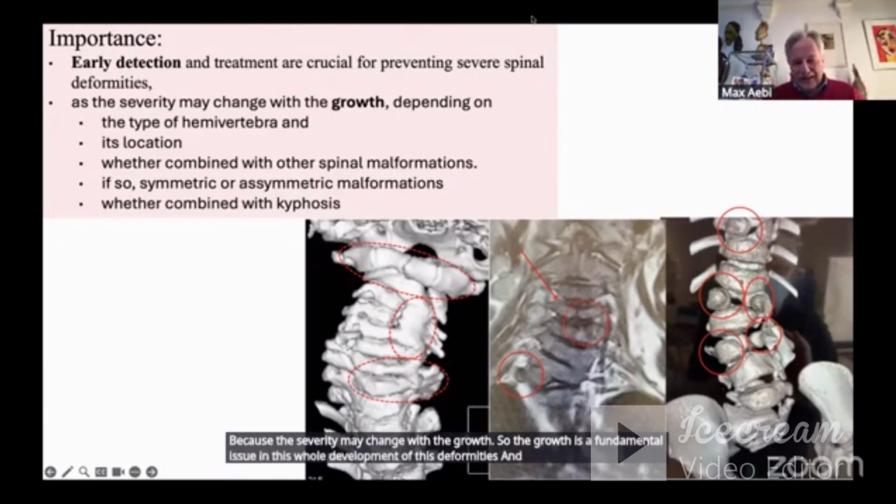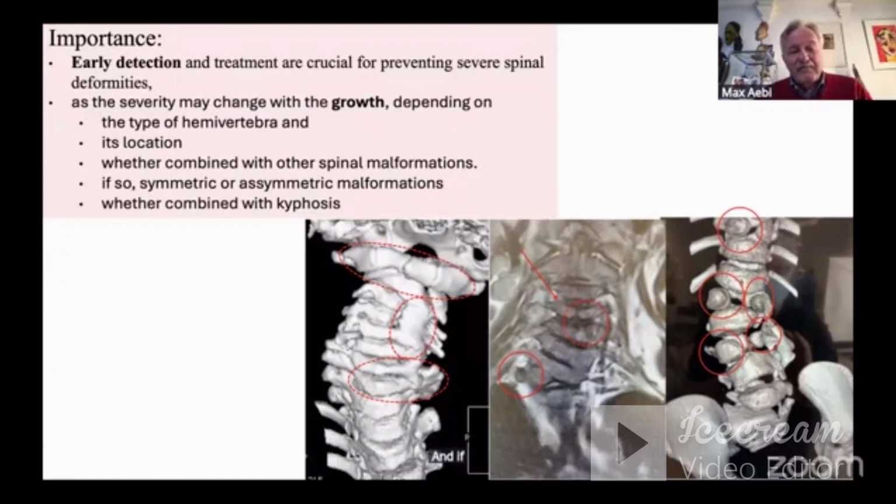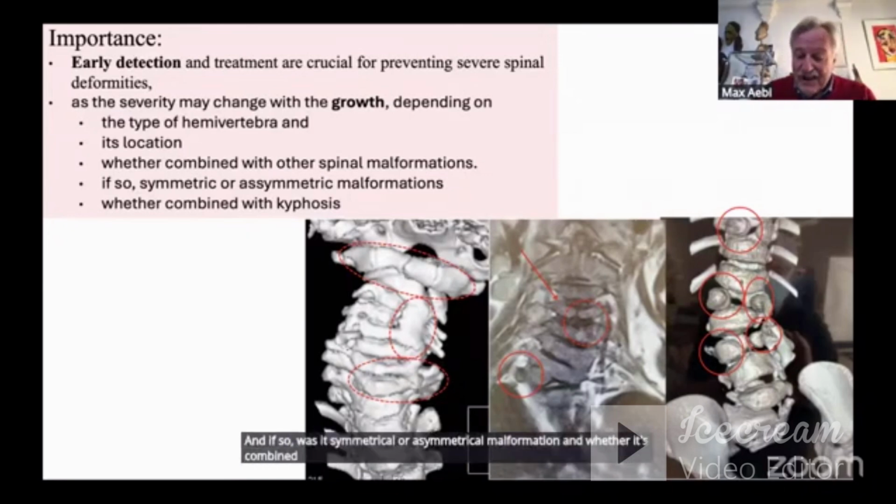And of course, it depends, as we have seen, on the type of the hemivertebra and its location, and whether it's combined with other spinal malformations, and if so, whether it's a symmetrical or asymmetrical malformation, and whether it's combined with kyphosis. This again is another issue.